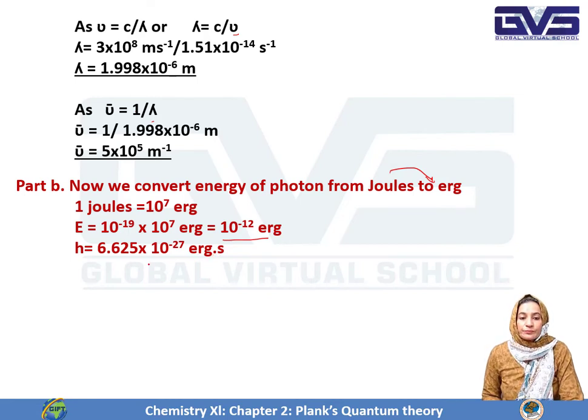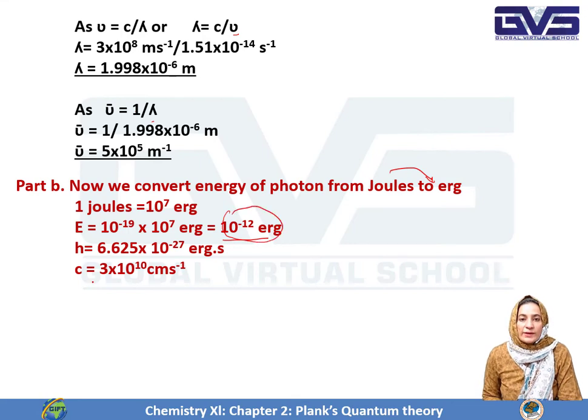And for the velocity of light, because in this case they have asked the wave number in per centimeter, you have to convert the speed of light into centimeter too. Meter is a larger unit, centimeter is smaller, so you multiply meter by 100. 3 × 10^8 multiplied by 100 gives you 3 × 10^10 centimeter per second. Now you have all the values: the energy, Planck's constant, and C.